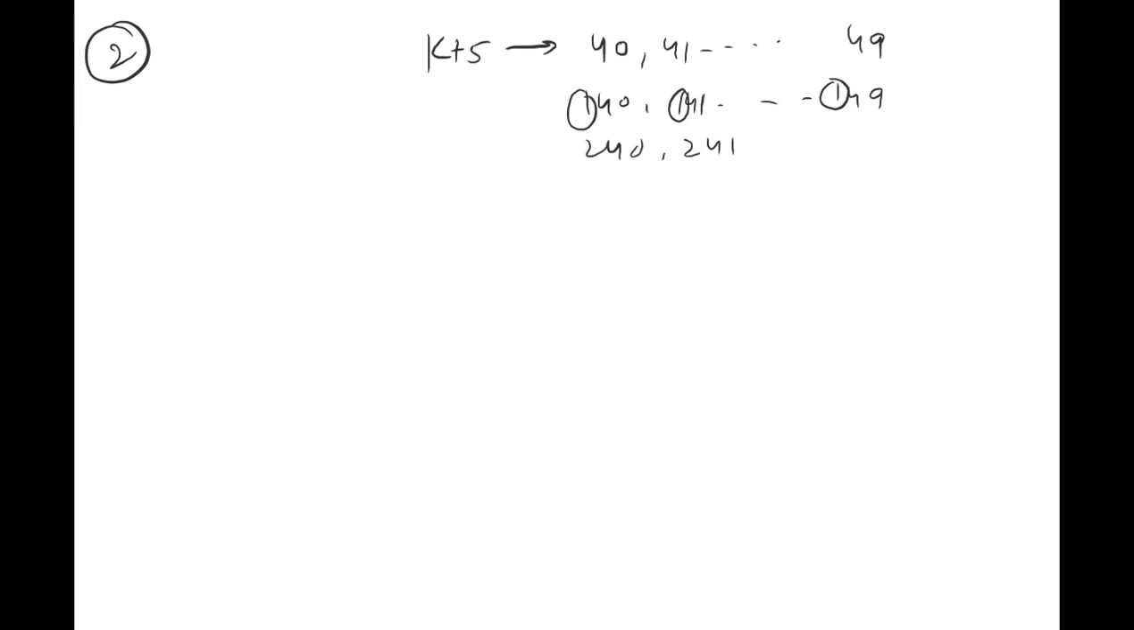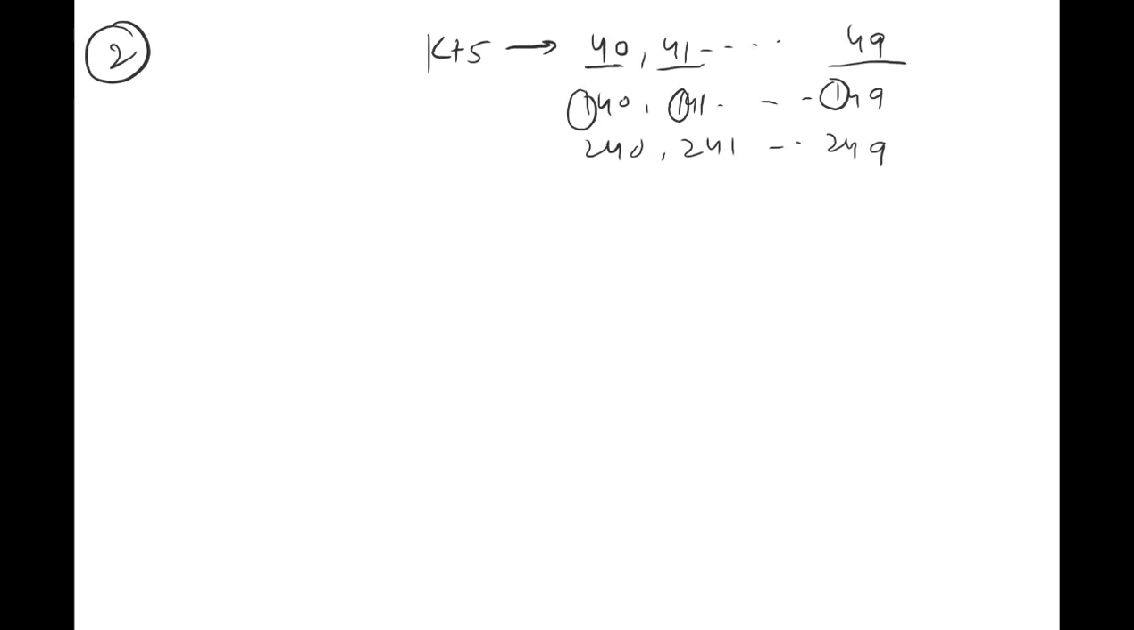K is a positive integer and the tens digit of k plus 5 is 4. So k plus 5 could be 40, 41 till 49. It could be 140, 141 also, but that doesn't matter. It could be 240, 241 till 249 also. So just for the sake of convenience, let's take it 40 to 49.